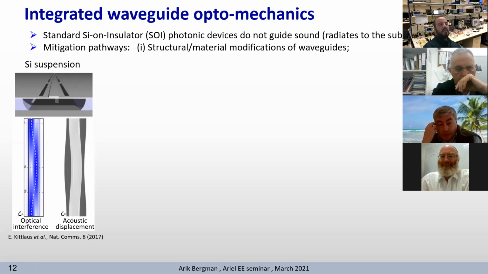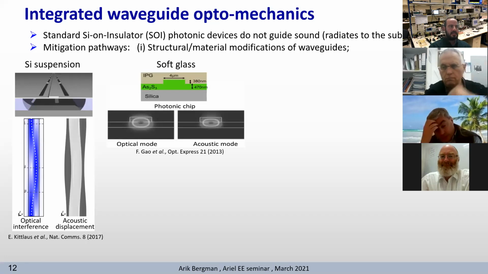Two principal mitigation pathways are considered by the community. The first one is removing the substrate and leaving the optically guiding core layer suspended by tethers. These membranes support guided elastic waves with shear and flexural character, some of which can mediate transfer of energy between optical modes.